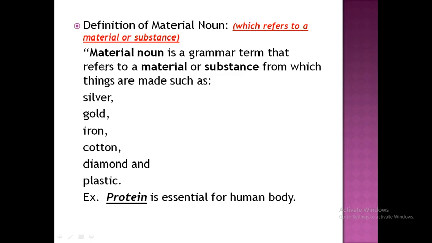Material noun is a grammar term that refers to a material or substance from which things are made, such as silver, gold, iron, cotton, diamond, and plastic. Here the example is given: protein is essential for the human body. So protein too is a material. Sorry, that is a substance.